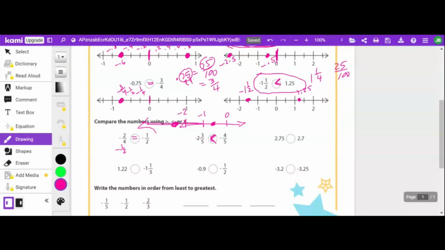So you have to kind of look and think, where is that number on the number line? The more left you go, the smaller you are. The more right you go, the bigger you are. So on this one, we have 2.75 and 2.7. The best way to compare those two would be to put a 0 on the end of that 7. We can do that. 2.7 and 2.70 is the same number. So now, which one of those is the bigger number?